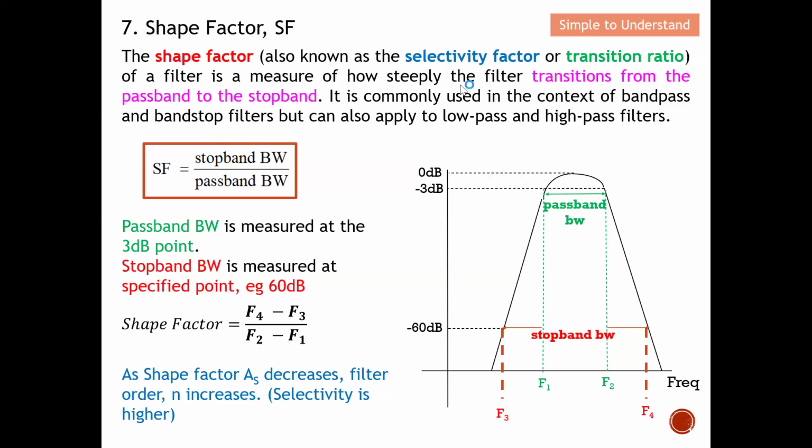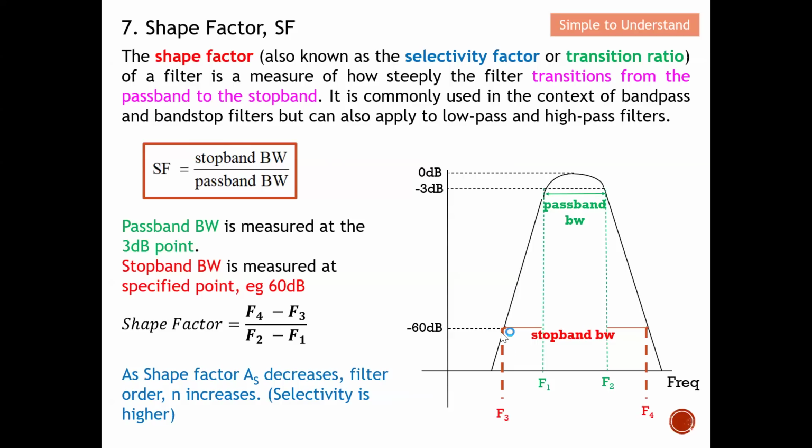It is commonly used in the context of bandpass and bandstop filters, but can also apply to low pass and high pass filters. So what is this shape factor? This is the equation for the shape factor. It's the stop band bandwidth over the pass band bandwidth. For example, this is the S21 of a filter design here. This is the definition of a pass band. This is the definition of a stop band.